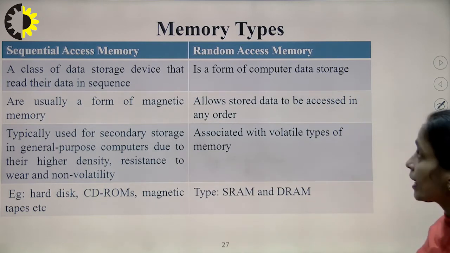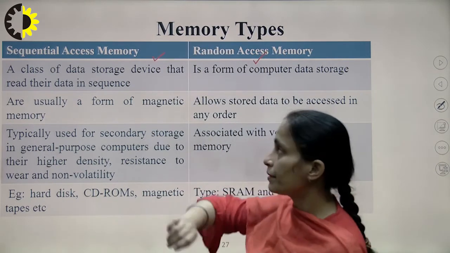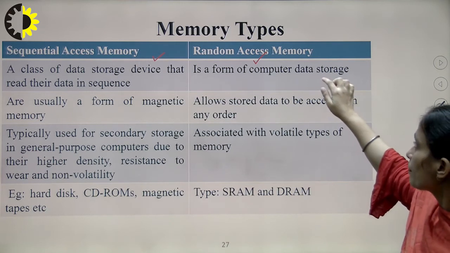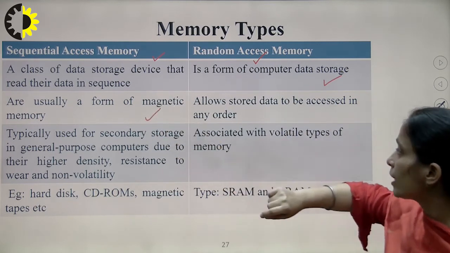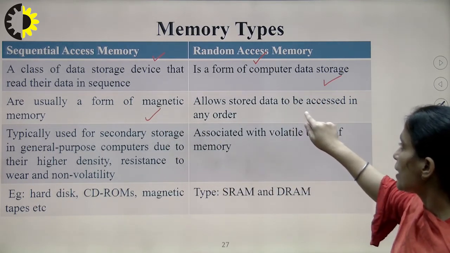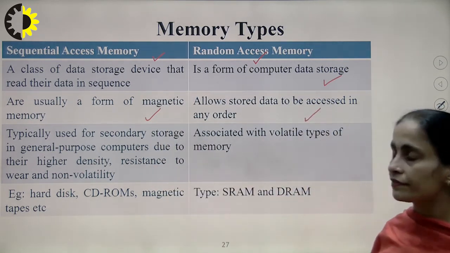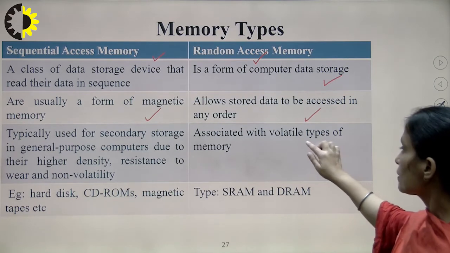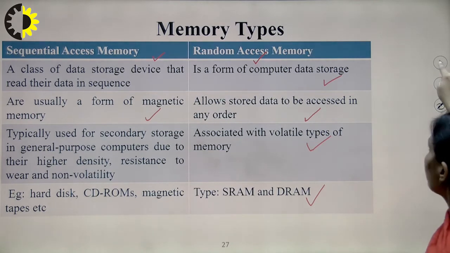Then there are different types of memory. I can categorize them as sequential access memory and random access memory. Sequential access is a class of data storage device that reads its data in sequence, and it is a form of computer data storage. Sequential access memories are usually a form of magnetic memory, and RAM always stores the data to be accessed in any order. Sequential access is typically used for secondary storage devices, and examples are hard disk, CD-ROM, magnetic disk. RAM has a volatile nature, and the types we have discussed, SRAM and DRAM, already.